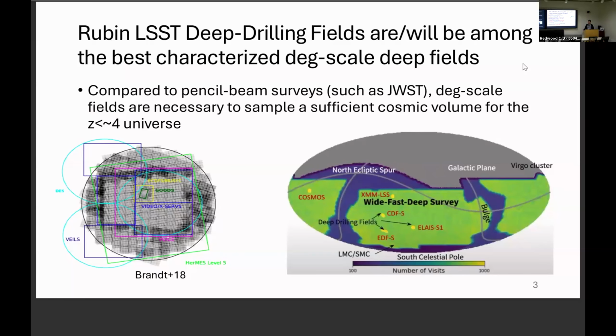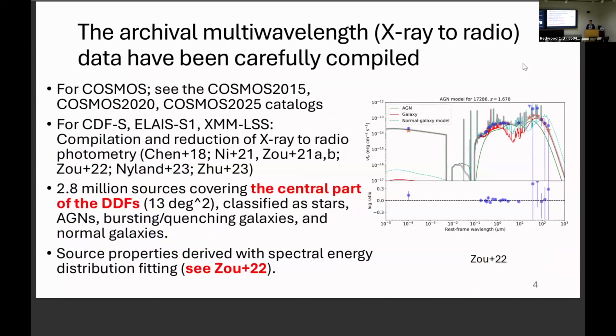For example, COSMOS is a very famous field. People have done a lot of work in compiling the data there. We have COSMOS2015, 2020, and the 2025 catalogs in COSMOS. And for the other 3 fields, CDFS, ELAIS-S1, and XMM-SSS, we have also compiled and reduced the X-ray to radio photometry in these works, and we eventually end up with a catalog with 3 million sources covering the central part of the deep drilling fields. We are not able to cover the whole deep drilling field because the outer part of these fields do not have quality multi-wavelength data. But we are able to do that within the central, like, 40% of the area.